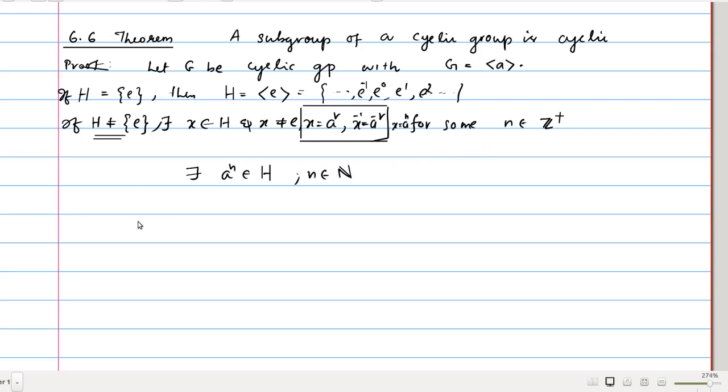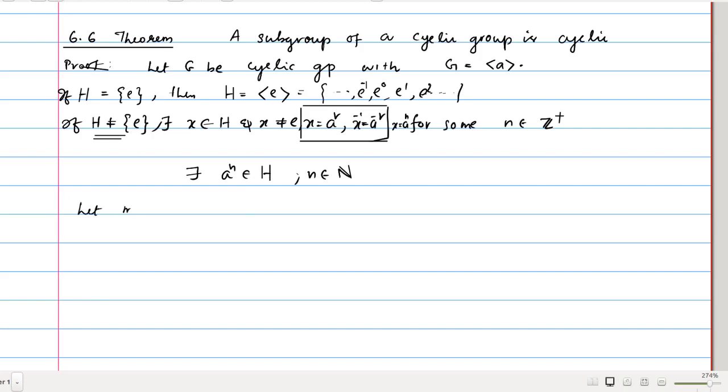Now we need to prove that H is a cyclic group. That means H is nothing but the cyclic subgroup generated by some element of H itself. Now, if A raised to n belongs to H, then we choose m.